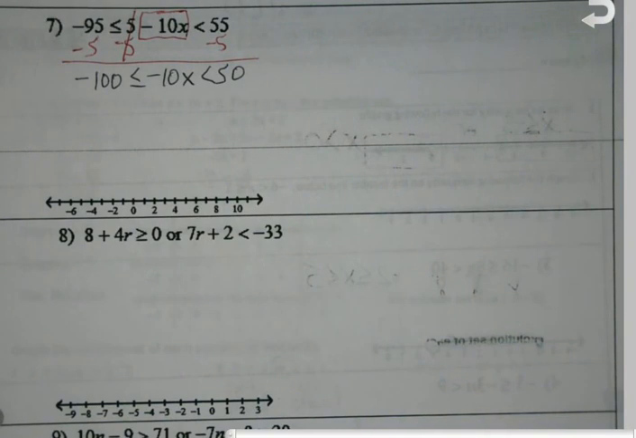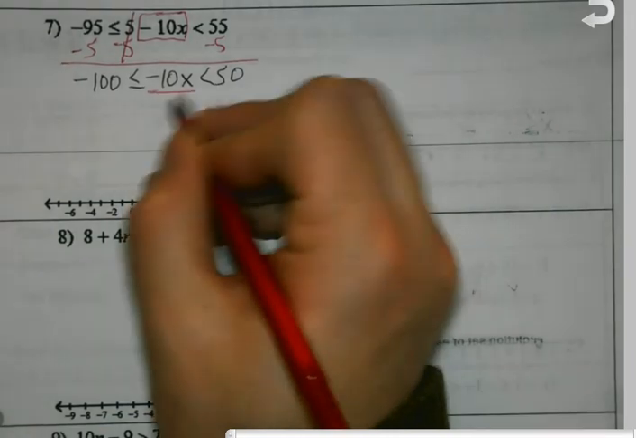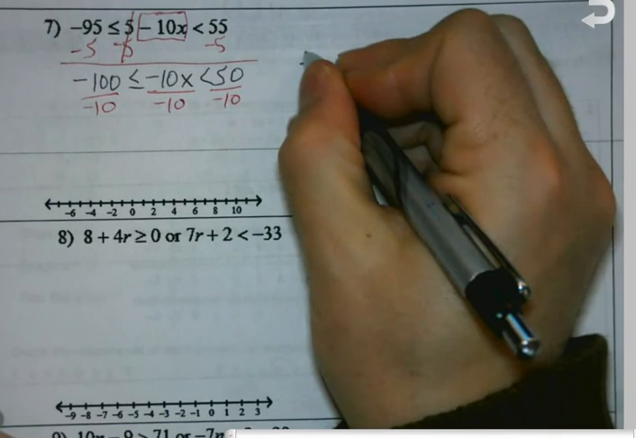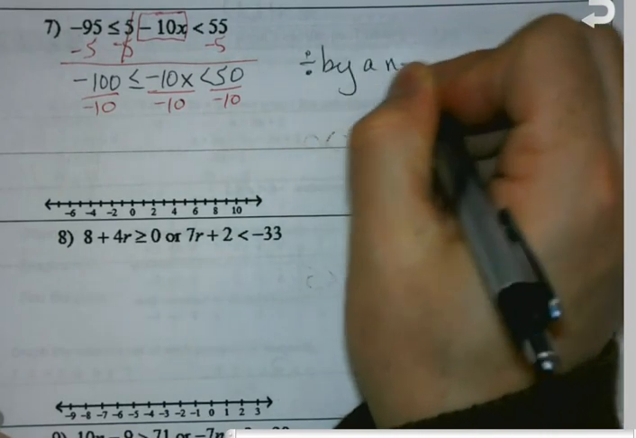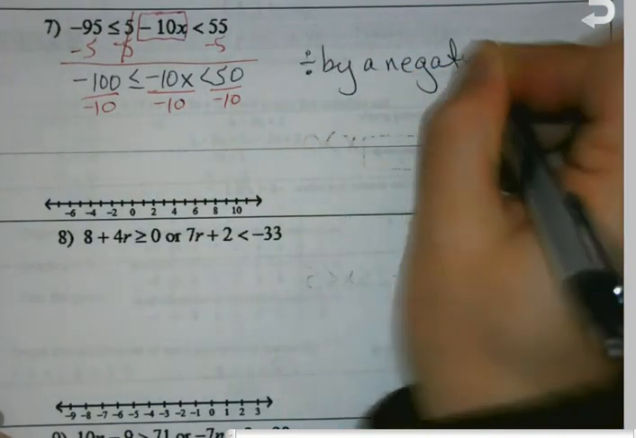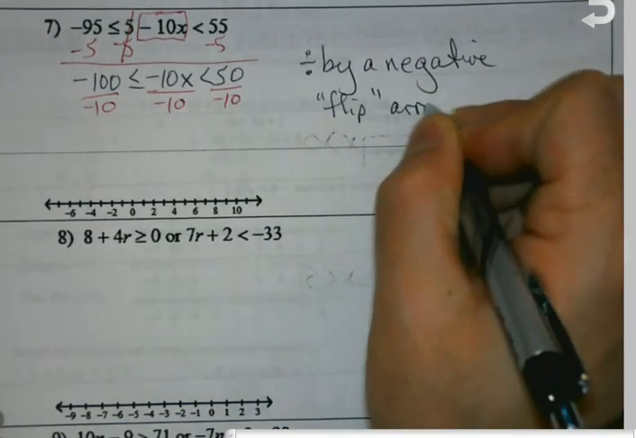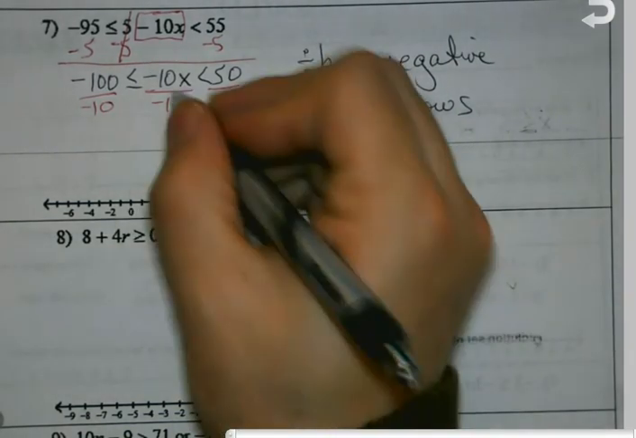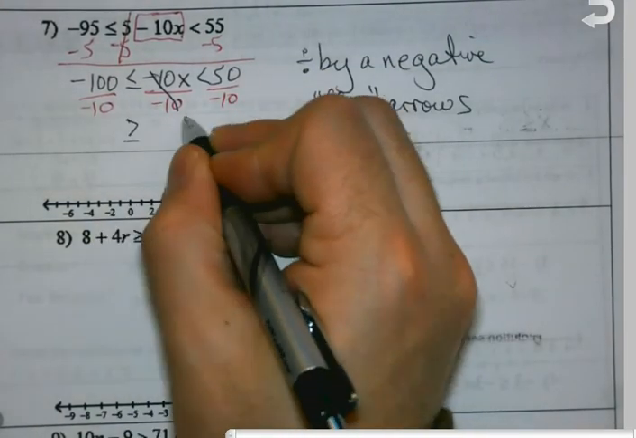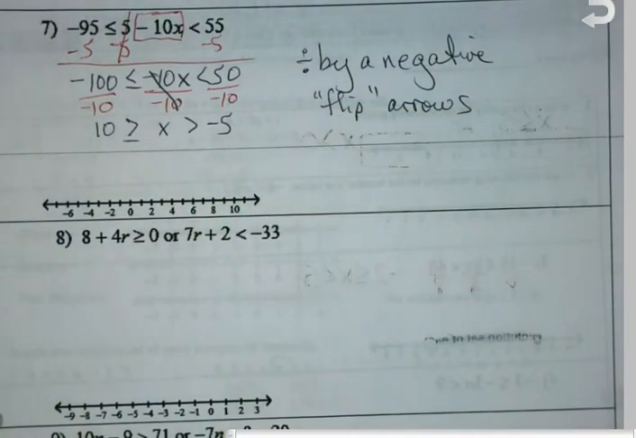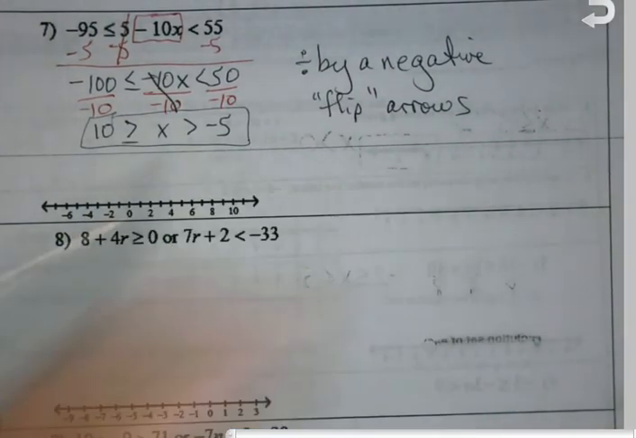One step to go. Since we're multiplying x by negative 10, what's the opposite? Divide it. Now there's one more trick with this. Nice, okay? If you divide by a negative, to get your x alone, you have to flip the arrows. So here I divided everything by negative 10, so both sets of arrows flip and head the other direction. So this is my inequality.